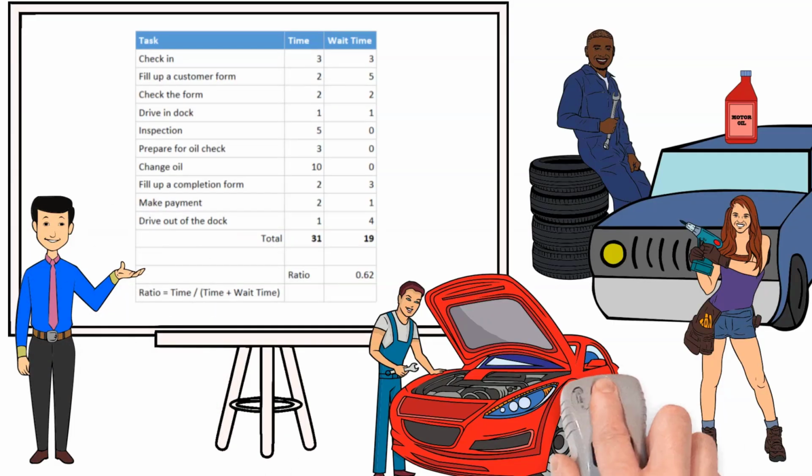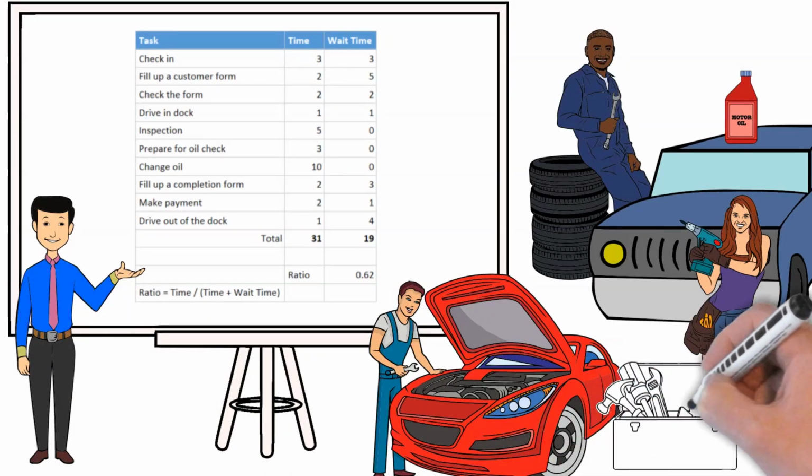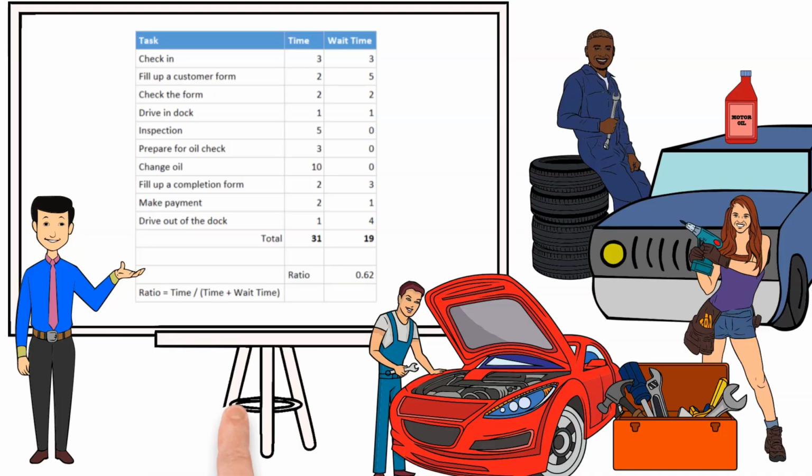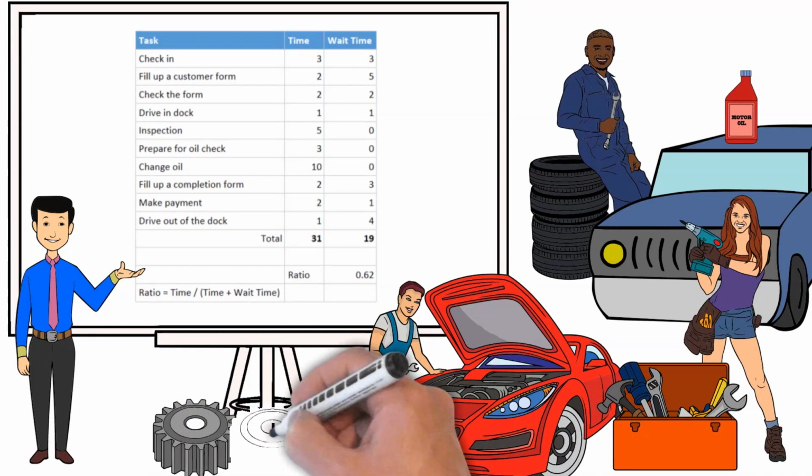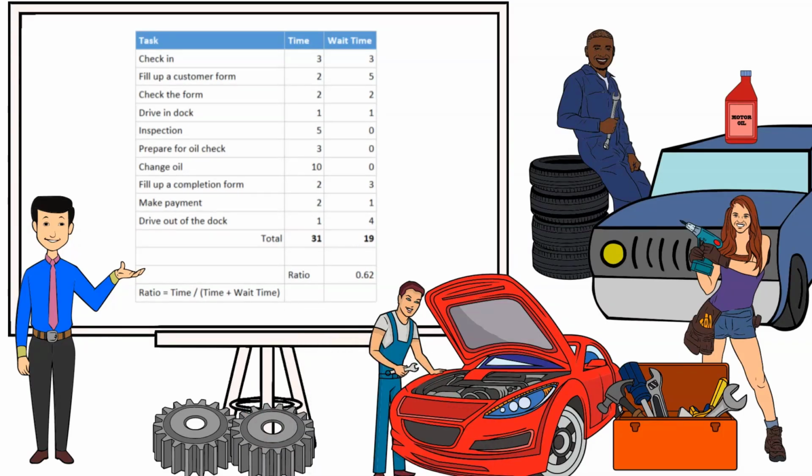Having this data, we can calculate value added to non-value added ratio. The ratio is equal to time, 31 minutes, divided by time plus wait time, or 50 minutes. Therefore, our waste ratio is 0.62.